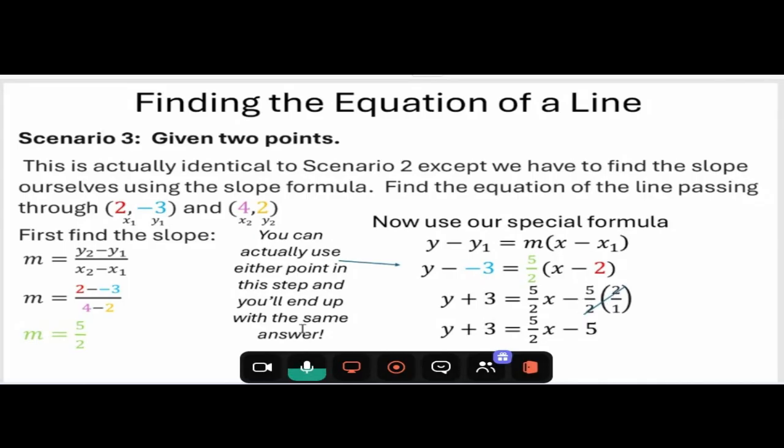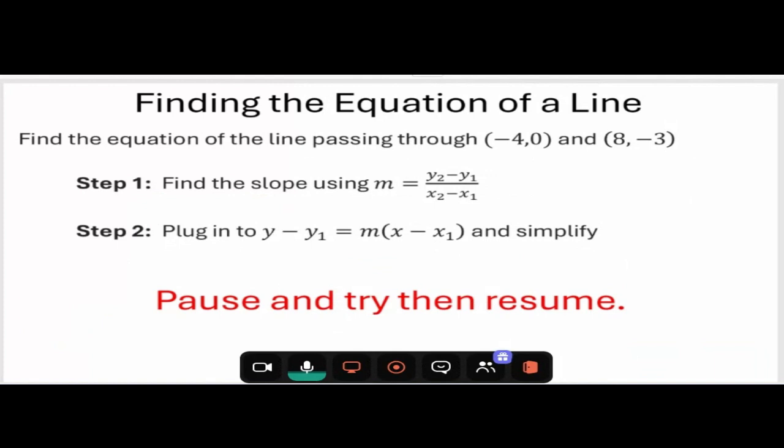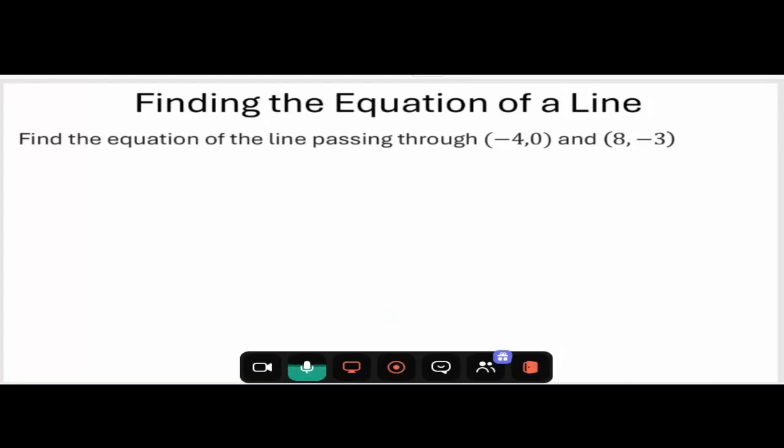And then we have to subtract that 3 to the right. Negative 5 minus 3 becomes negative 8. And again, I've tucked that over in the corner, hopefully out of the way of the toolbar. If not, I apologize. y equals 5 over 2 x minus 8. Okay, we're going to do one more, and you're going to try this one on your own. There's your 2 steps. Okay, so let's give this a try.